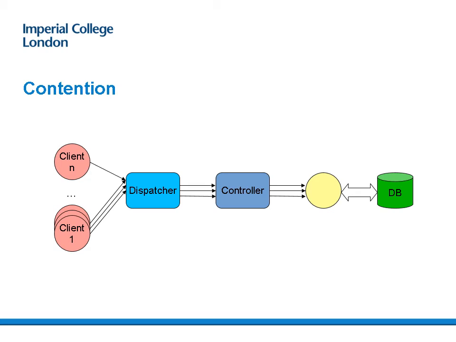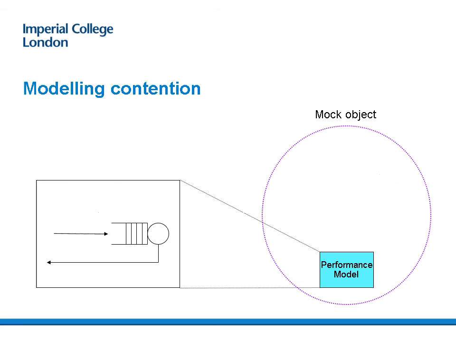And to do so, we need two things. We need a model that can encapsulate contention, and we need some way of generating concurrent load. So to model contention, we have to use something a bit more complicated than a statistical model.